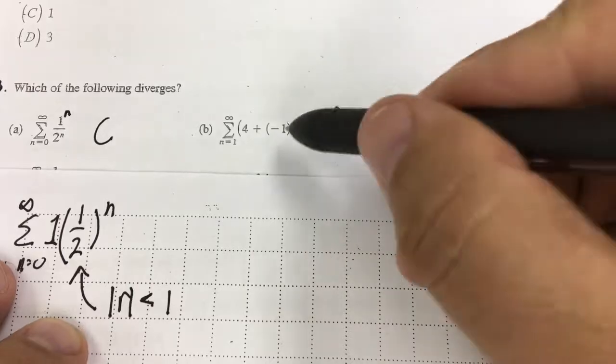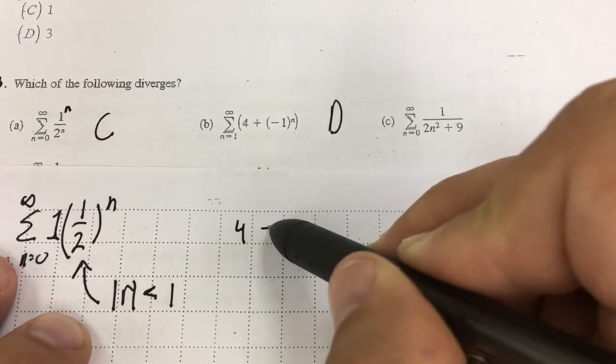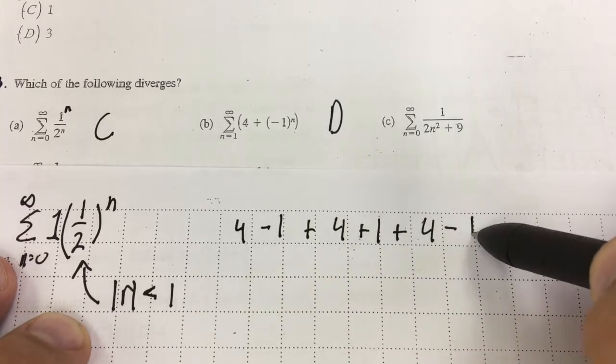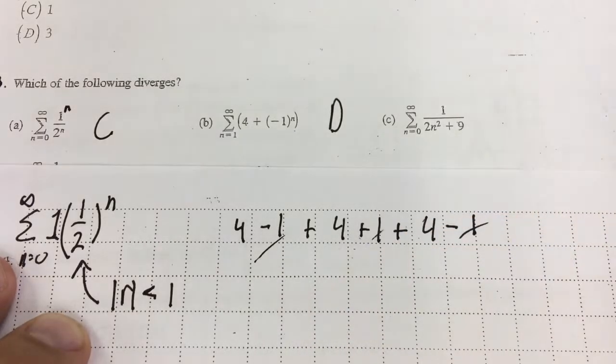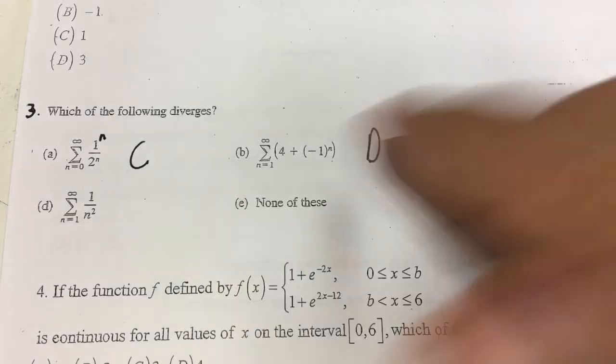And the reason is, even though this alternates, it's going to be 4 minus 1 plus 4 plus 1 plus 4 minus 1. So the 1s are going to cancel out as time goes on. But it's going to be 4 plus 4 plus 4 plus 4. It's just going to continually add up. So right off the start, I can tell that it's going to be choice B that diverges.